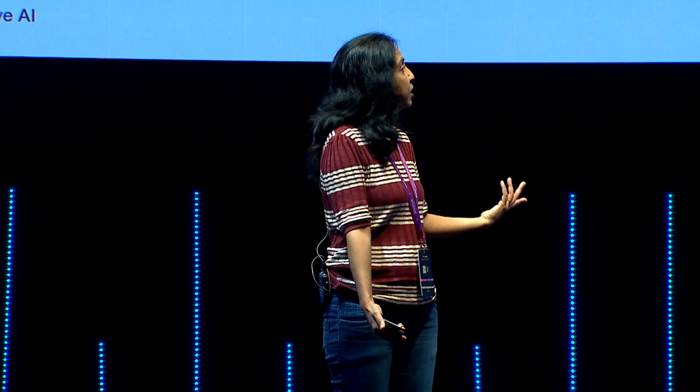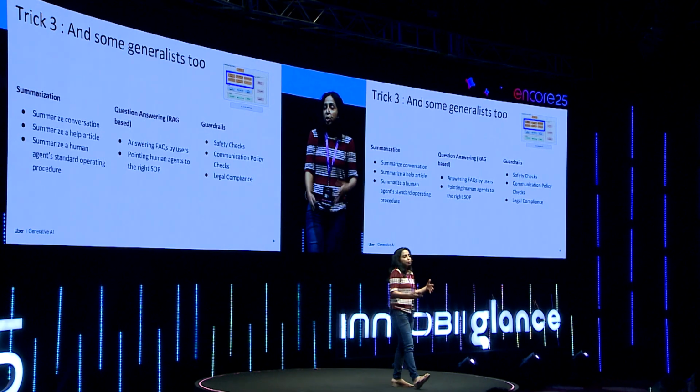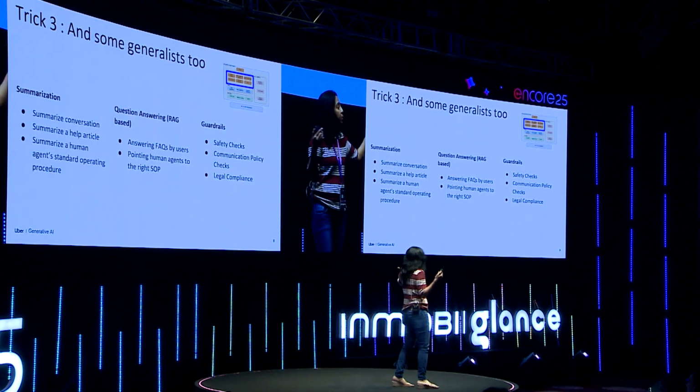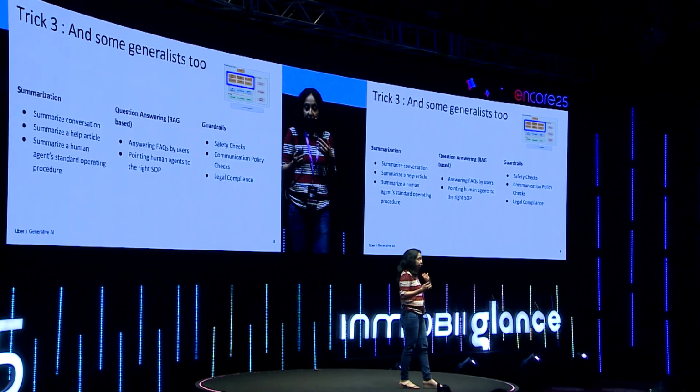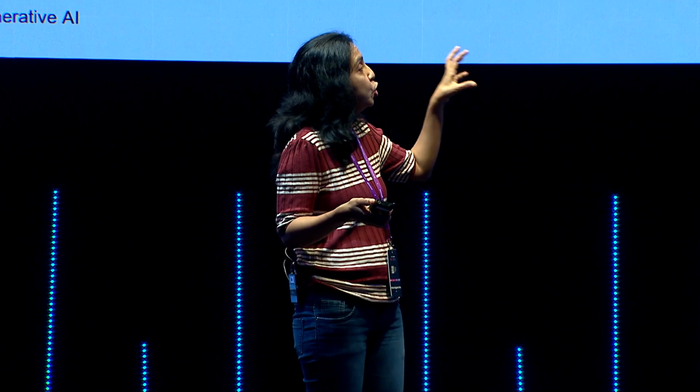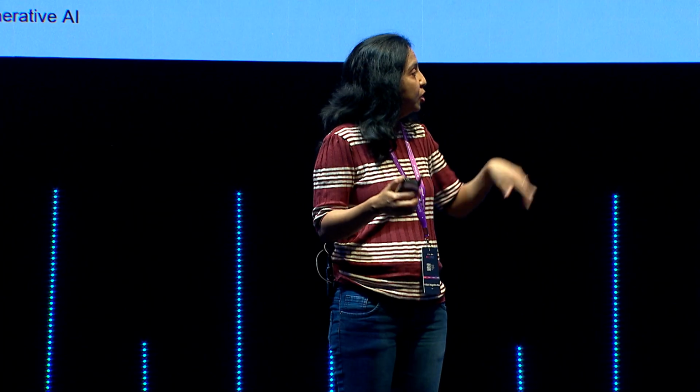Now we have a bunch of generalists too. What do I mean by that? We have a bunch of general agents which can do a summarization job, or question answering. And I talked about guardrails, right? Things like, what are the safety checks that we have? What does our communication policy say? What is our legal compliance like? Is our response sticking to that? These are general agents that we have built, which can take in pretty much any input, a set of parameters, and give out a response. So the planner is really orchestrating through these multiple agents, both specialists and generalists.